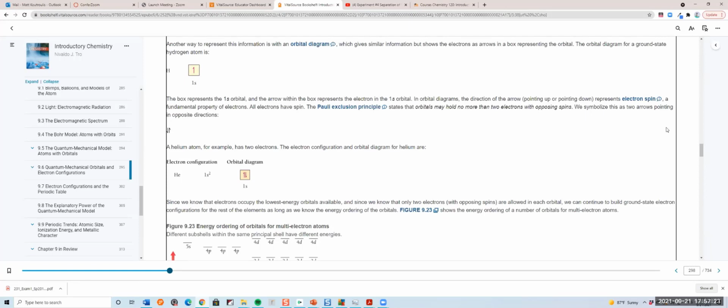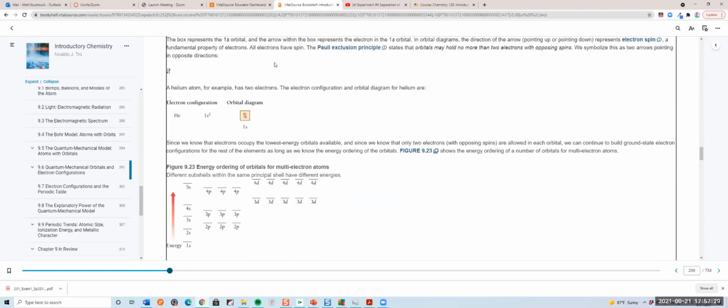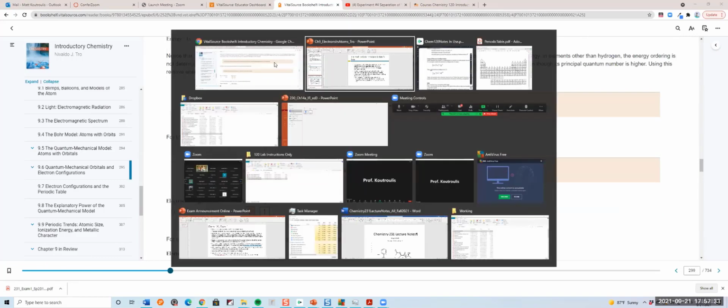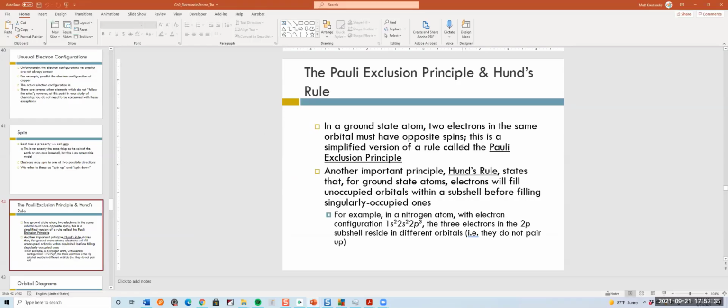Now we're going to represent these spins by little arrows pointing up or down. So an arrow pointing up is going to be spin up, an arrow pointing down will be spin down. Okay. So we can represent this with an orbital diagram, and I'll deal with that in just a second.